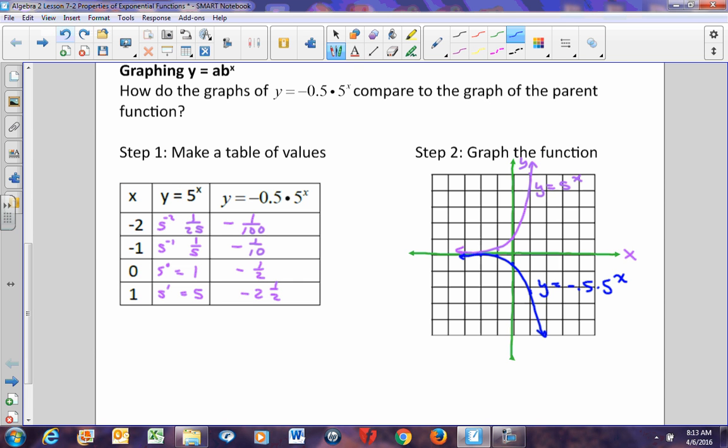Okay, so let's compare our graphs here. If we were to compare our graphs, it's reflected over the x-axis. We see that. Okay, the negative 0.5 reflects the graph of the parent function over the x-axis.